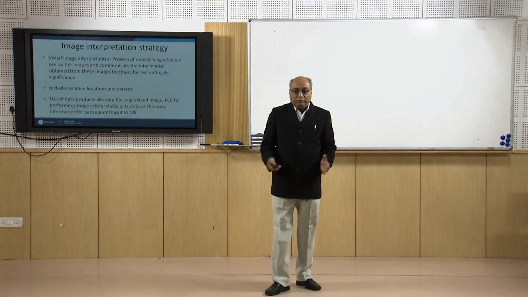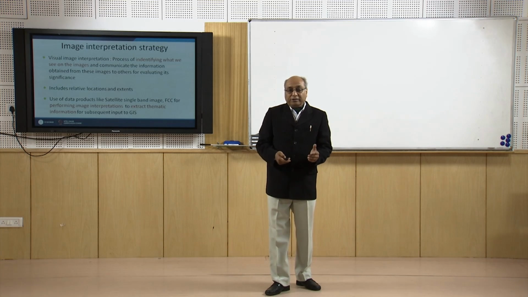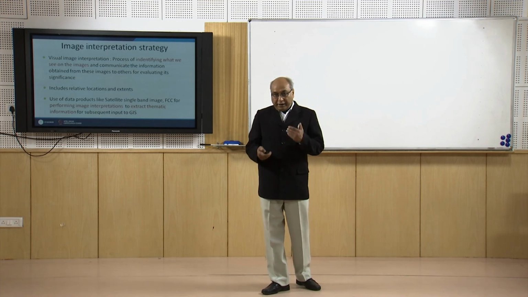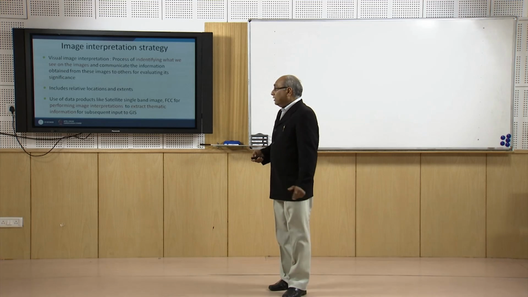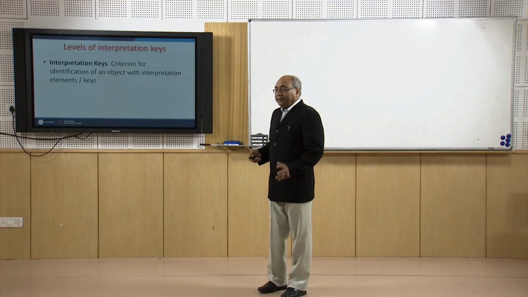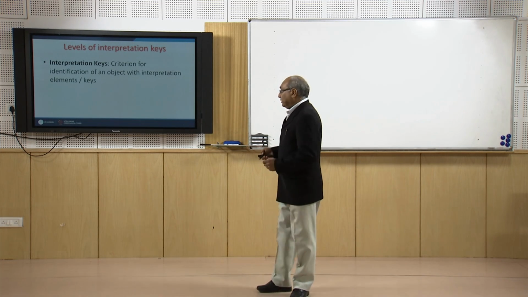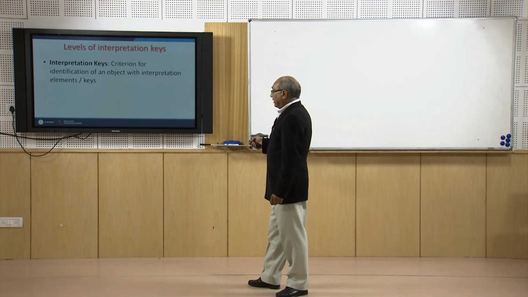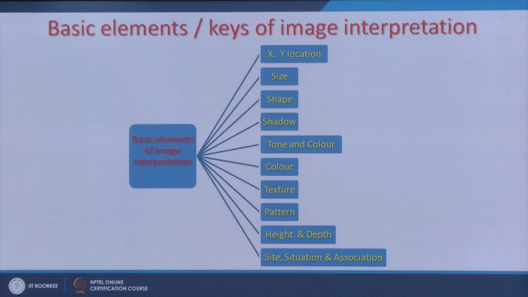Even in an area where vegetation is there, in certain applications one would like to see the differentiation within the vegetation. It might be differentiation due to species, or the health of vegetation. So that is why such image interpretations are required. There are certain keys, certain standards which are followed while making image interpretation, especially the visual interpretation, or we say criteria for identification of an object, interpretation keys we call them.